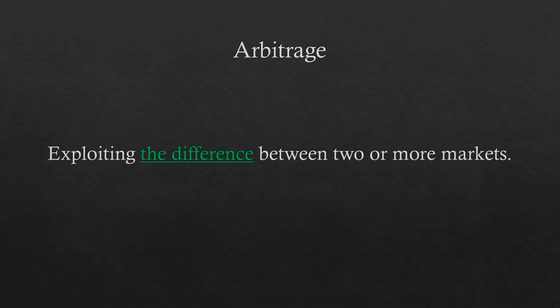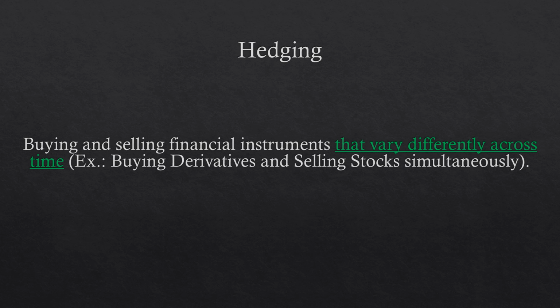The third type of institutional trading is called hedging. Here we have to be careful about what hedging really means and how it's done because, for some reason, the retail trading community has the wrong idea about it. Most retail traders believe that hedging means buying and selling the same financial instrument at the same time, but that's incorrect. In the institutional domain, hedging means buying and selling financial instruments that vary differently across time.